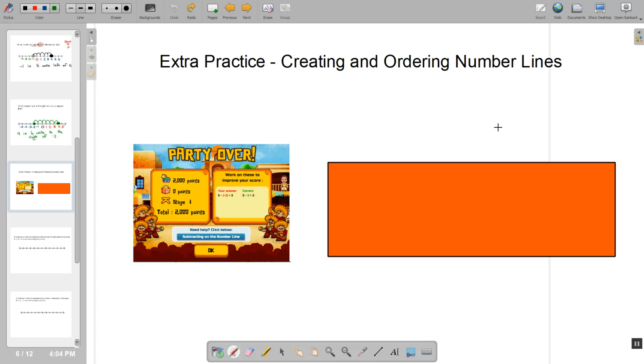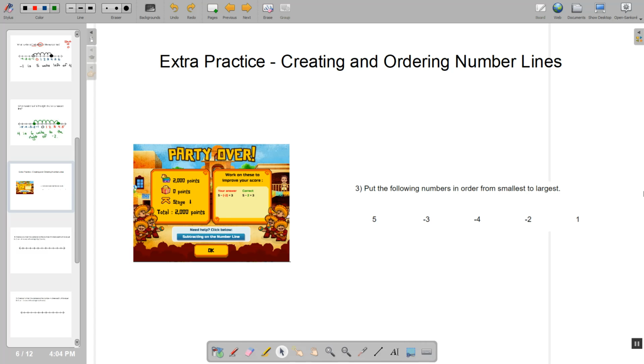The question I get when working on creating and ordering number lines is, where are we going to have to use this? And the answer is not only in games and activities like Pinata Fever, where you have to move left and right on a number line, but also in situations like put the following numbers in order from smallest to largest, and this would matter when you're thinking of a bank account.